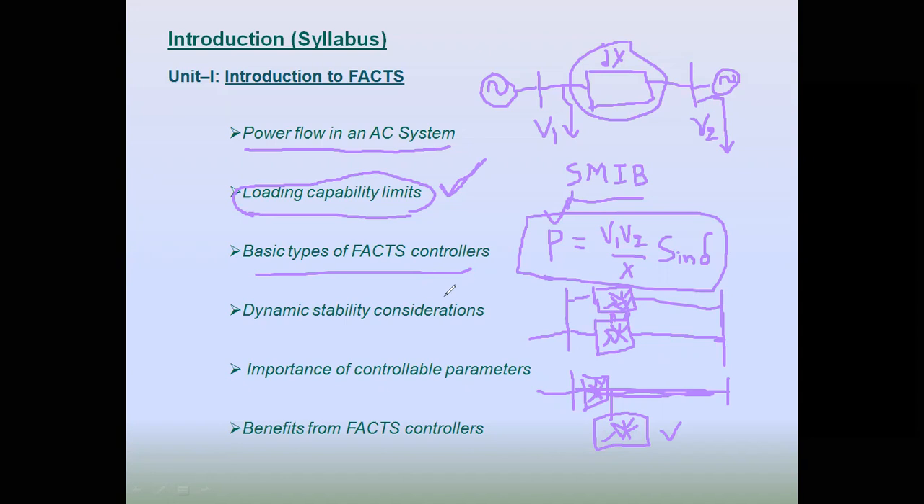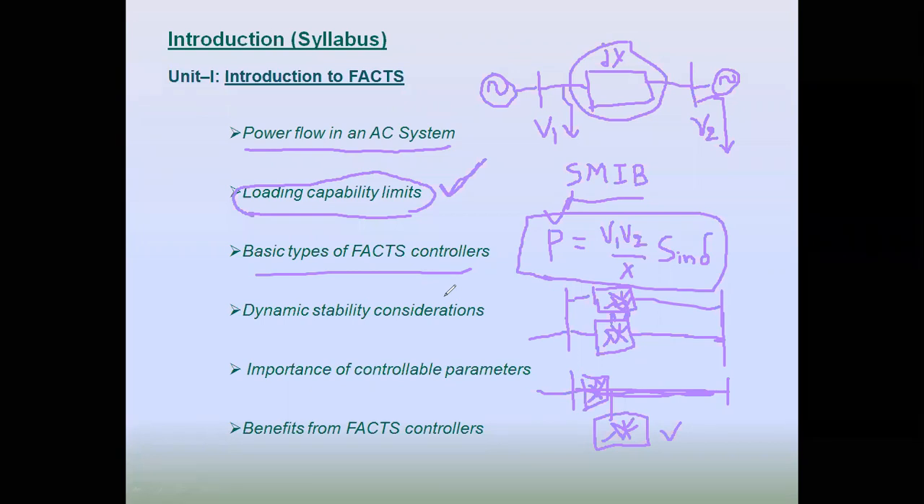Examples are the thyristor controlled reactor, that is a shunt compensator, or thyristor switched series capacitors. You will have TSC or TSR, switched capacitors or thyristor controlled reactors, in series and shunt FACTS controllers. You have a switching device, plus in addition either an inductor or a capacitor to compensate or control the power. That is about first generation FACTS controllers.